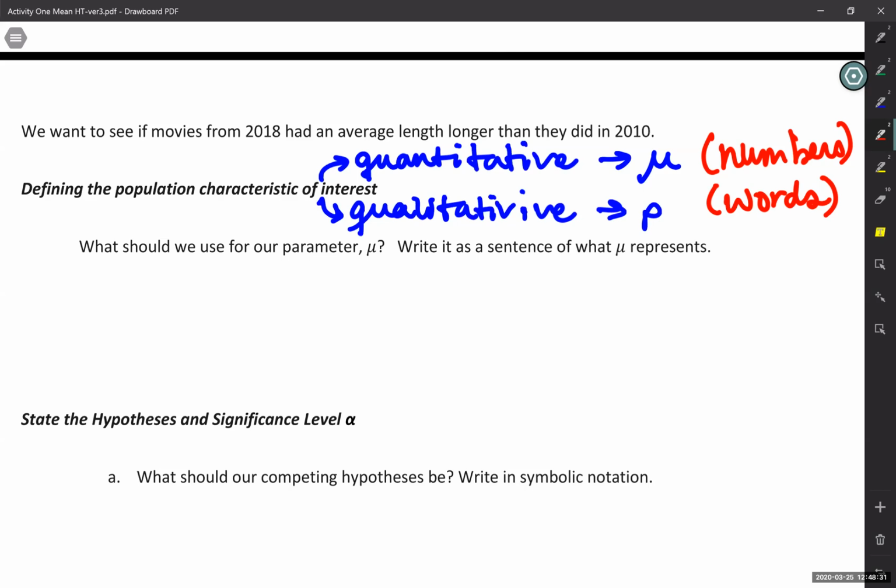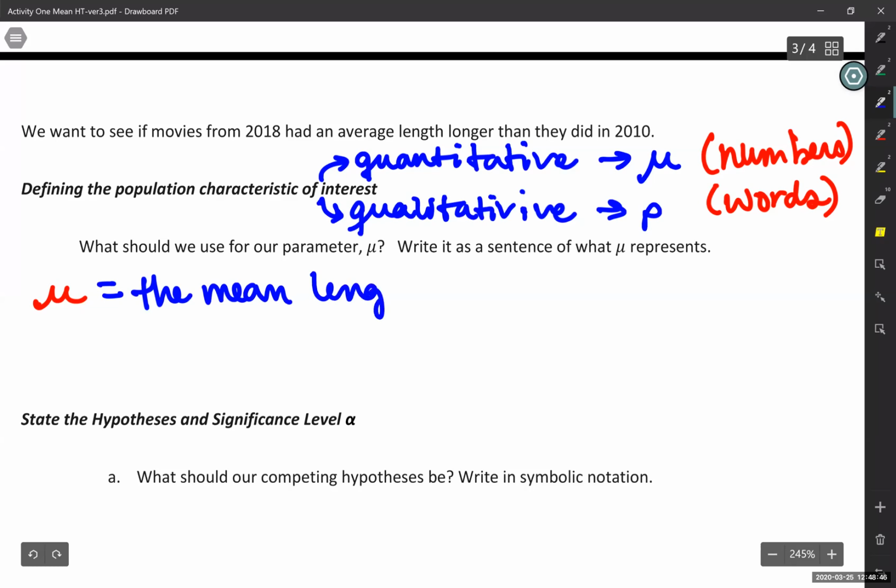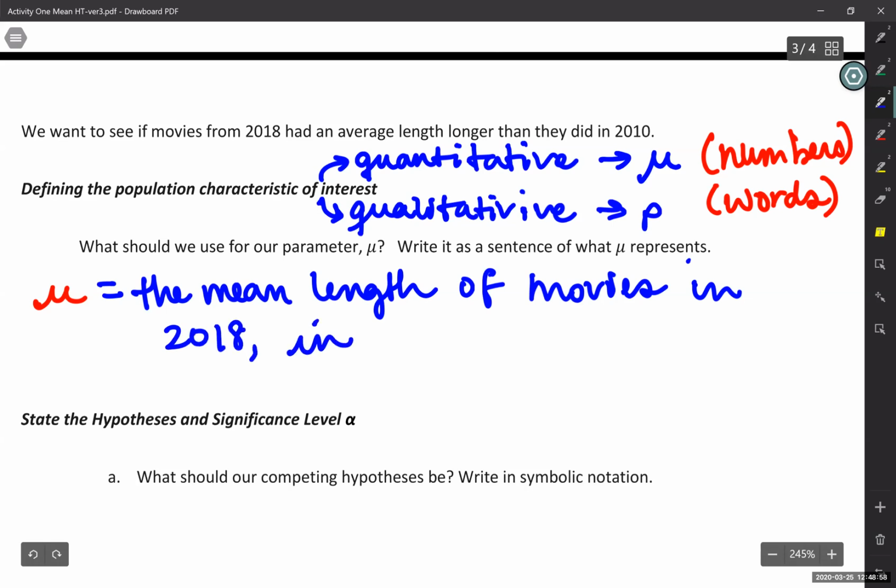Okay, so this one we are using mu, and in this problem, mu is going to equal the true, or not need to be true, the mean length of movies in 2018 in minutes. If you can find the units, then you are using mean. If you cannot find the units, then you are using proportion.